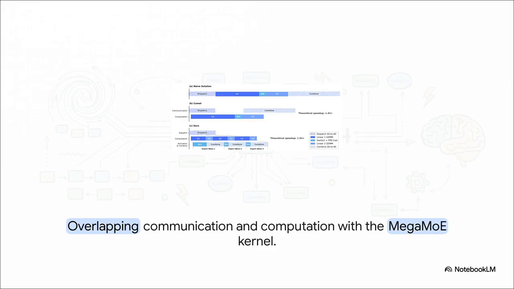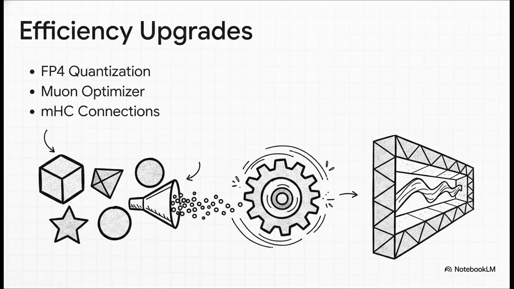They split the experts into these tiny waves. As soon as wave 1 finishes its network communication, it immediately starts computing, right while wave 2 starts its communication. They are literally hiding the network latency completely beneath the computation. It's so clever. And to squeeze out even more efficiency, they upgraded their underlying infrastructure in 3 massive ways.